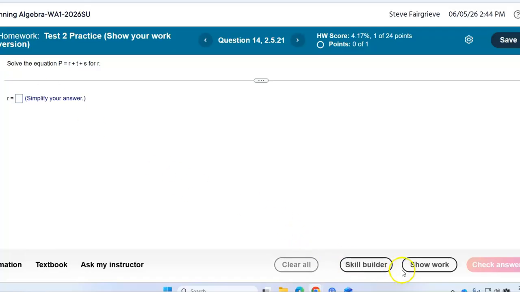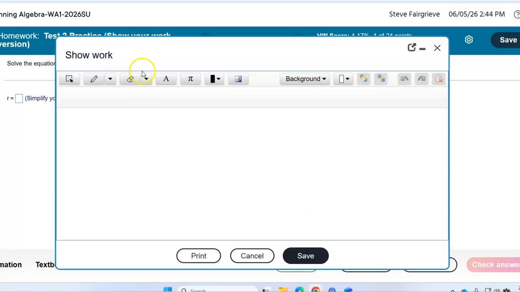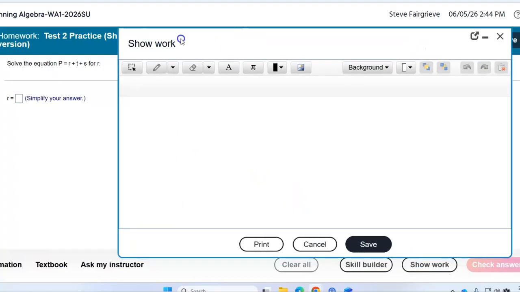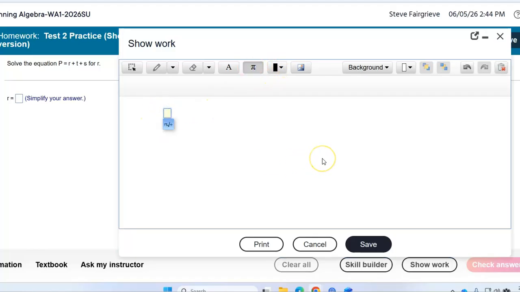And again, how much work you want to put down when you do the show your work here is up for what you need. Of course, if it's a complicated problem, you should be doing some work. So here the equation is P equals R plus T plus S. And we want to solve this for R.